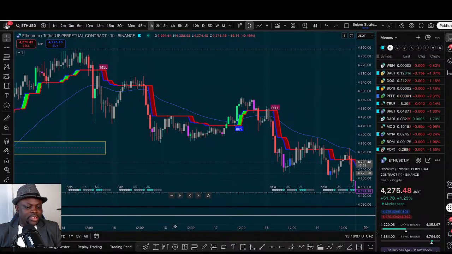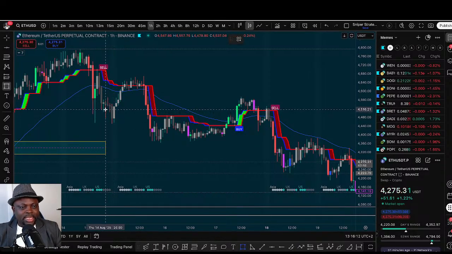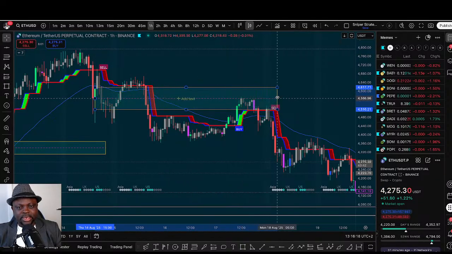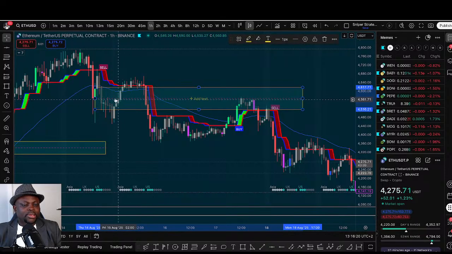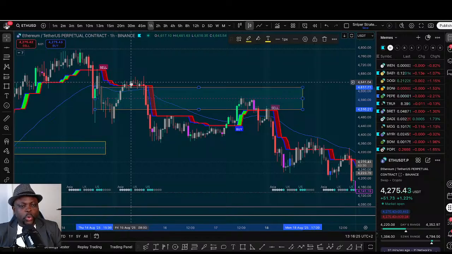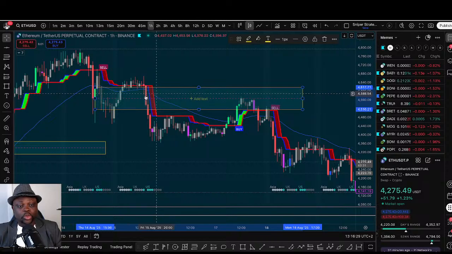What you want to do is this. You want to mark that candle, mark it like this, and take it to this area. Now, this zone should be the zone where you are going to be looking to buy. This zone here. Sorry, to sell.